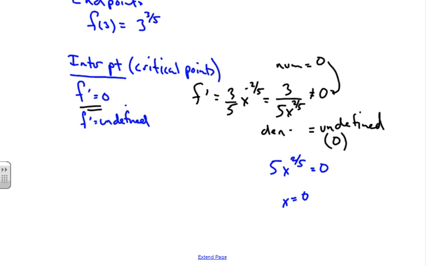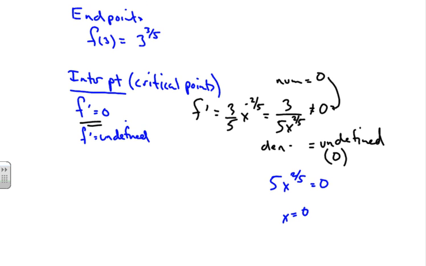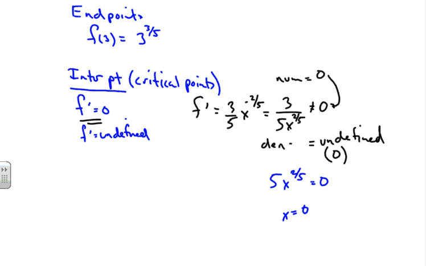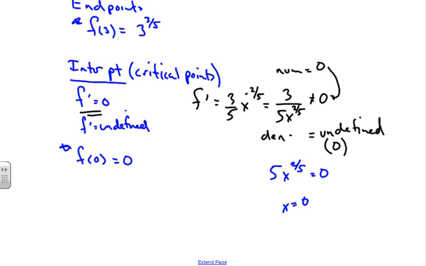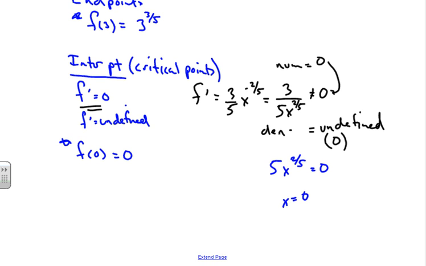After we find these values, we want to find out what f of 0 is. When we plug that in there, we get a value of 0. So this is our critical point, and this is our endpoint. Now we'll find out what we actually have here. We want to determine what this graph looks like.